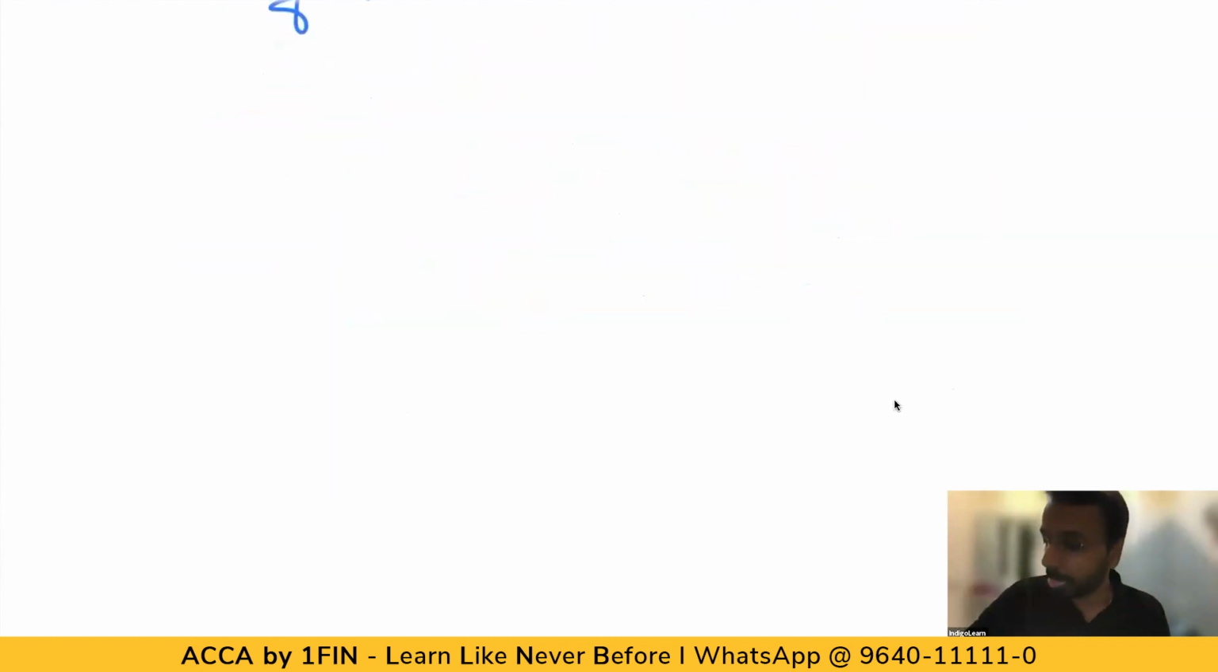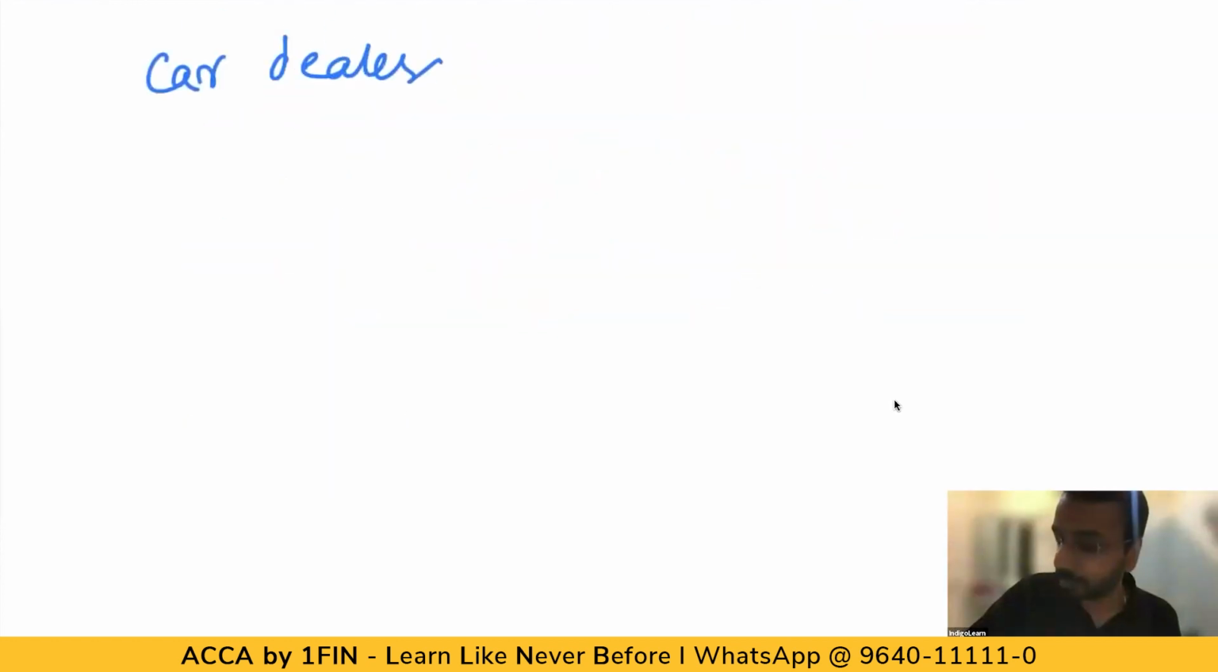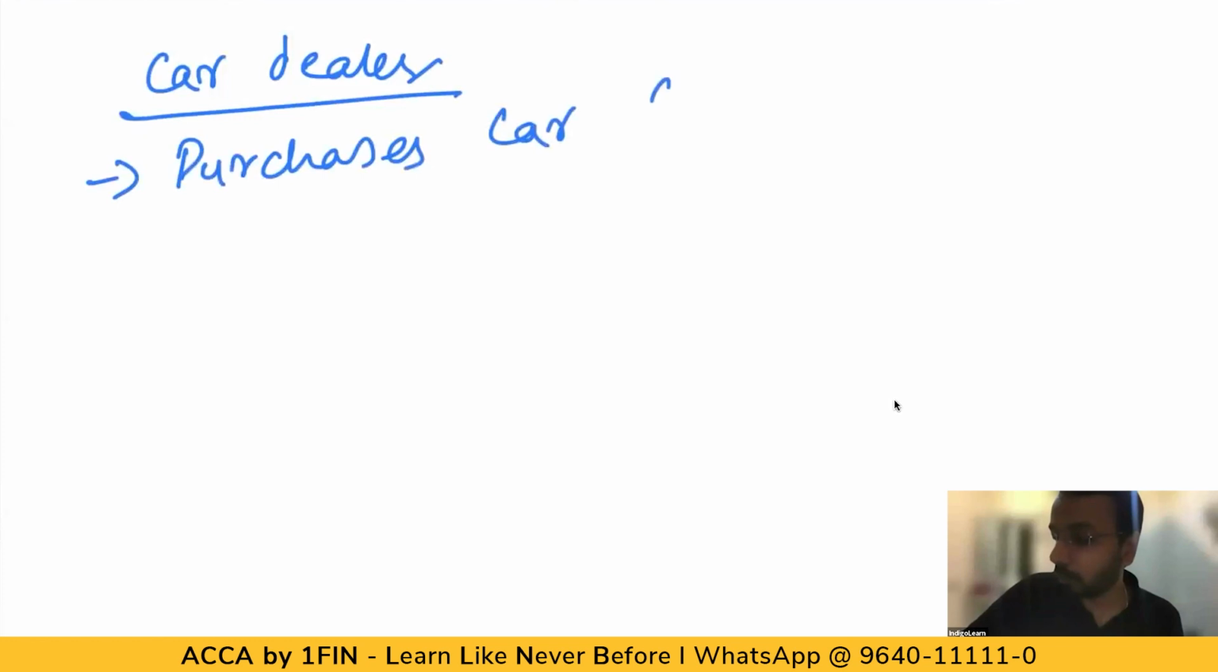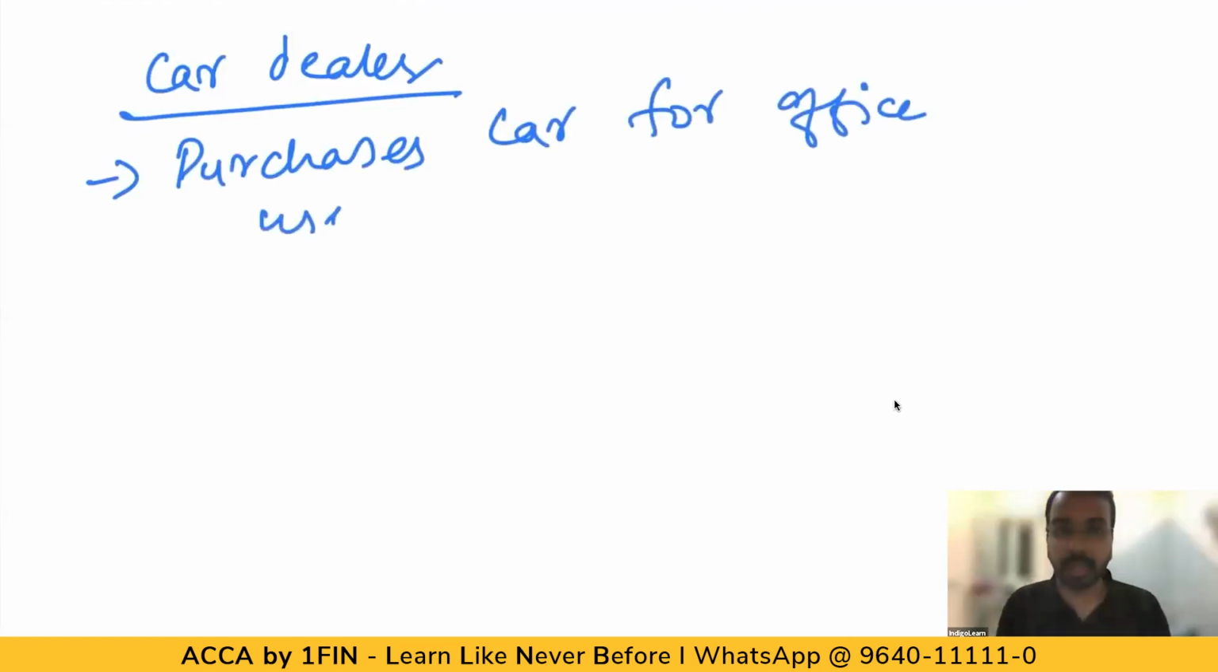So let me ask you one question. There is a car dealer. The car dealer purchases car for office use. Will we classify it as inventory or will we classify it as property, plant and equipment? Property.